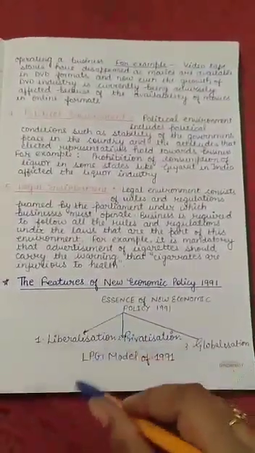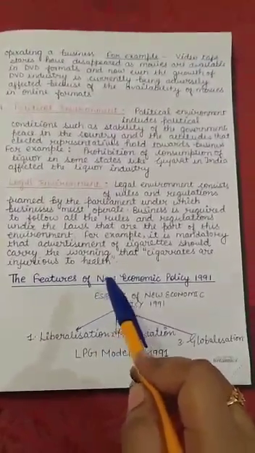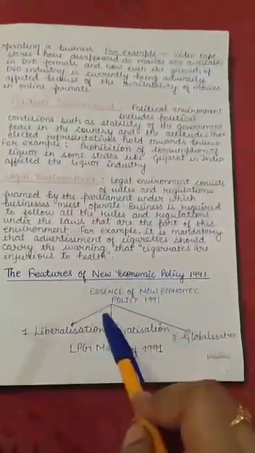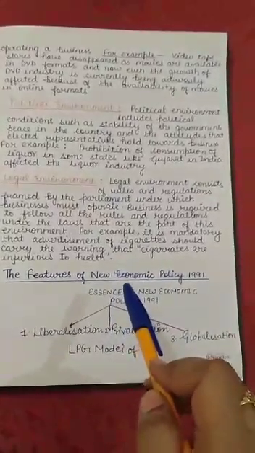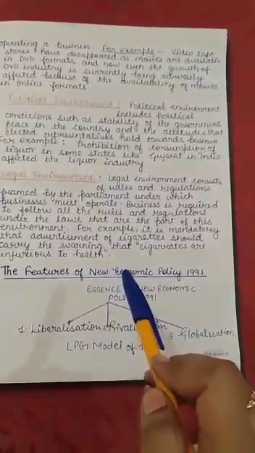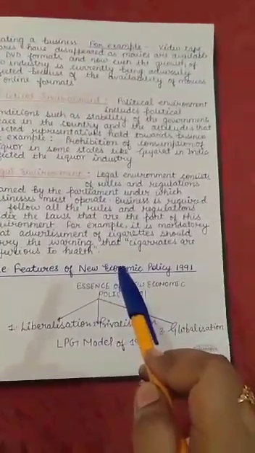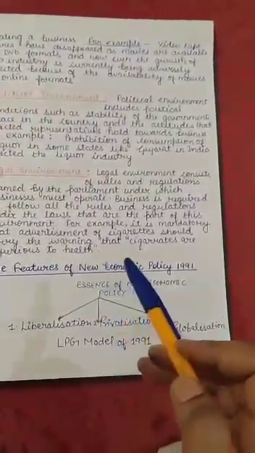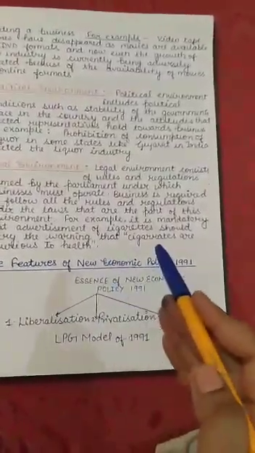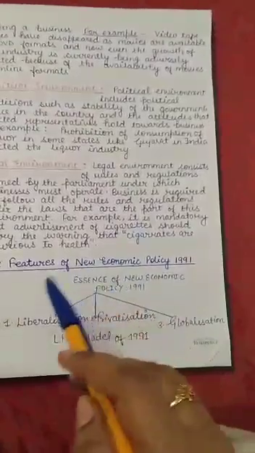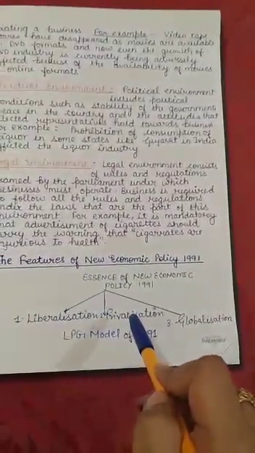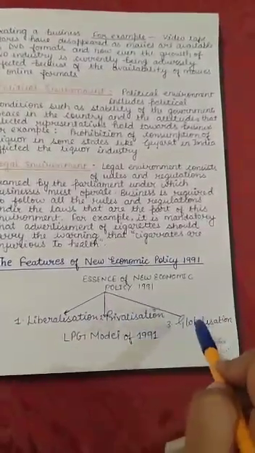First of all, we have to understand the New Economic Policy 1991. In 1991, the Government of India announced a new industrial policy introducing economic reforms. These reforms sought to liberate the industry from the chains of the licensing system. This was liberalization. Then this was followed by privatization, and this was followed by globalization.